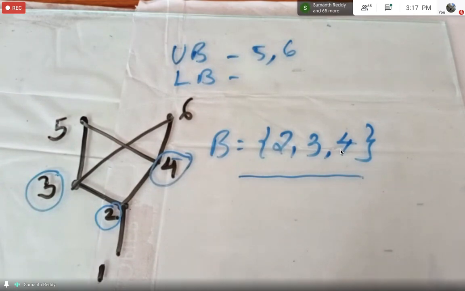Okay, so the answer for the lower bound elements. So you are telling 1, 2, only 1, 2, 3. Okay, the answer is 1. So you have missed one more element. Students, is there any other answer? Which are all the lower bound elements?